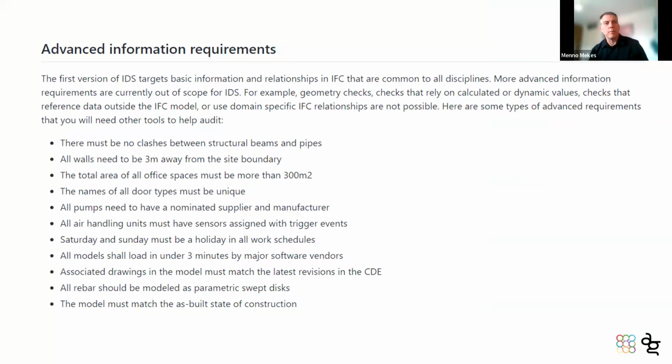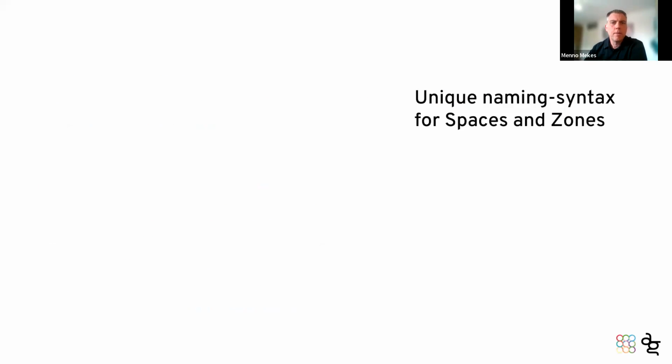And if you read the documentation, there's a whole list of what the people that are creating the IDS would like to add in future versions. Now, I would like to highlight this one. This is something I would like very much. The names of all door types must be unique, not just for doors, but for spaces as well.